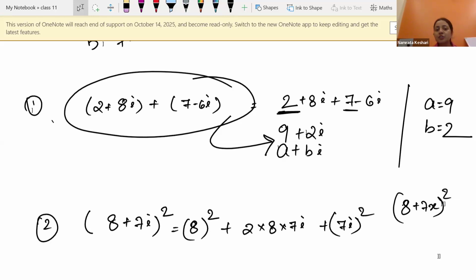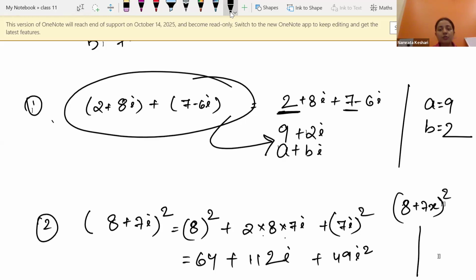8 square will be 64. 2 times 8 is 16, times 7 is 112i, and here we'll have 49 i square. Now we are trying to write it in the form of a plus ib. And we know I value is under root minus 1. Just like pi is 22 by 7, or 3.14 approximately, similarly I is under root minus 1.